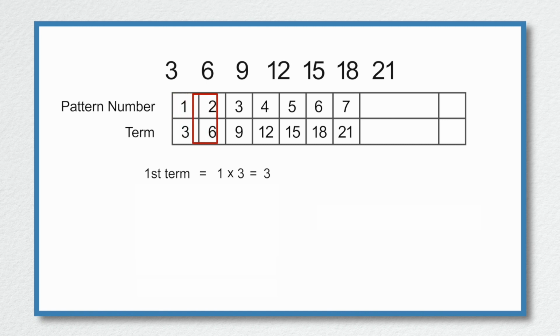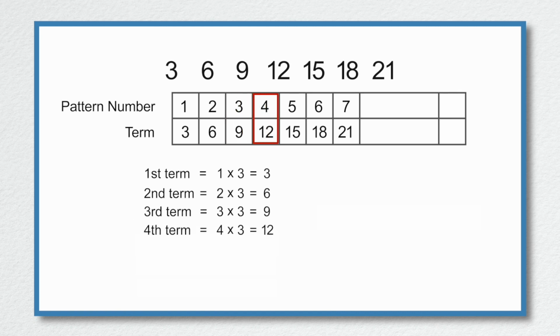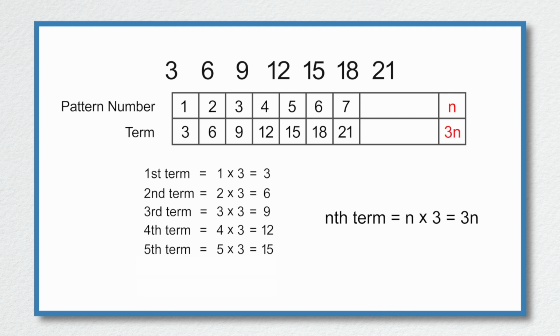The second term would be 2 multiplied by 3, which is equal to 6. The third term would be 3 multiplied by 3, which is equal to 9. The fourth term would be 4 multiplied by 3, which is equal to 12. And the fifth term would be 5 multiplied by 3, which is equal to 15. Our nth term would be n multiplied by 3, which is equal to 3n.